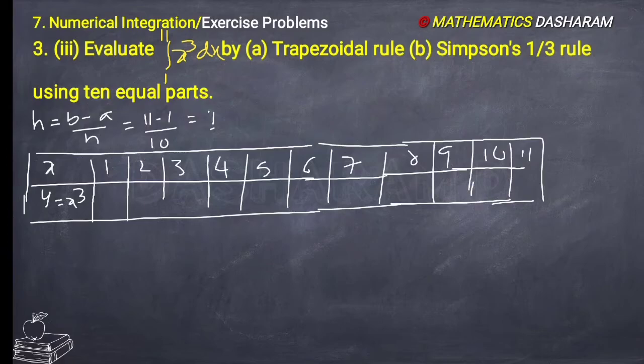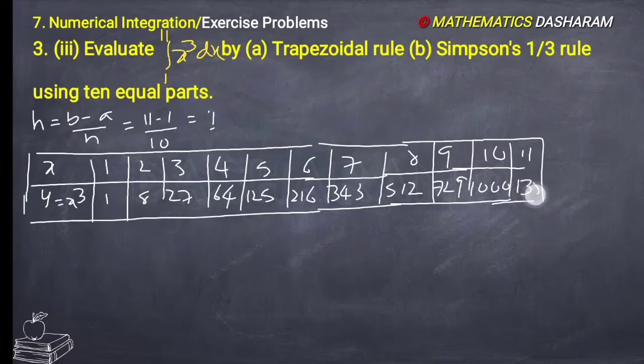Now let's find out the y values. Here x value 1, then the y value is 1. Here 8, here 27, 64, 125, 216, 343, 512, 729, 1000, 1331.